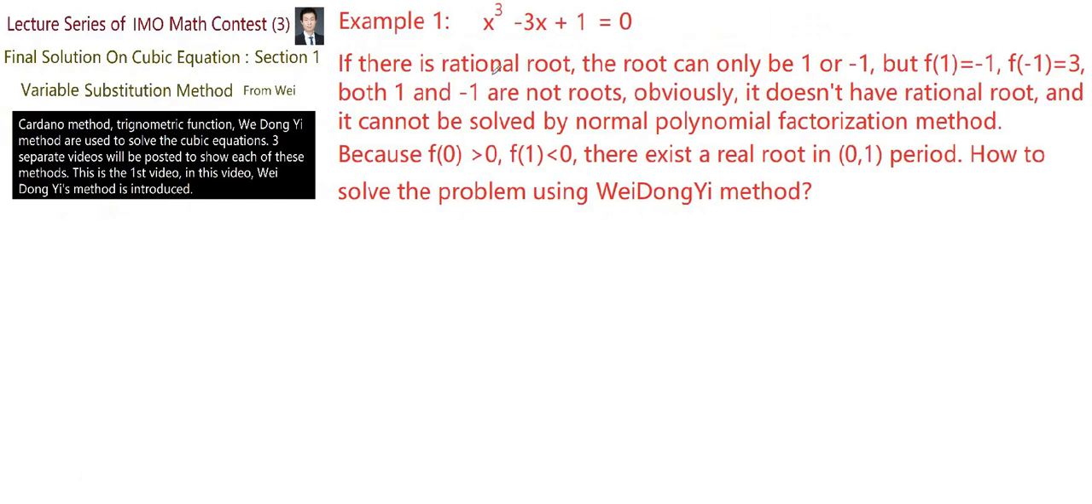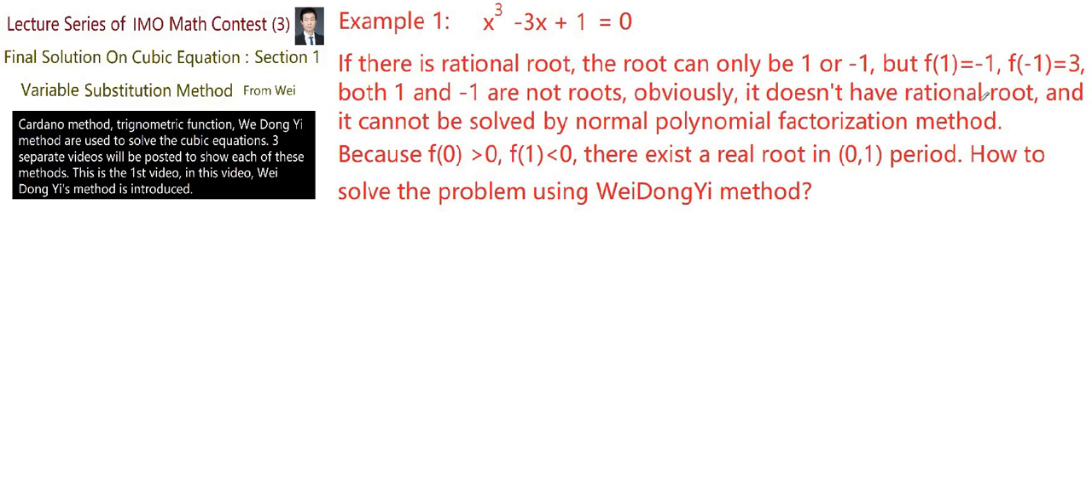Example 1: x cubed minus 3x plus 1 equals 0. This looks very simple. If there is a rational root, the root can only be 1 or minus 1, based on Gauss's lemma. But f(1) is minus 1, and f(minus 1) is 3, so they are not 0. So 1 and minus 1 are not roots.